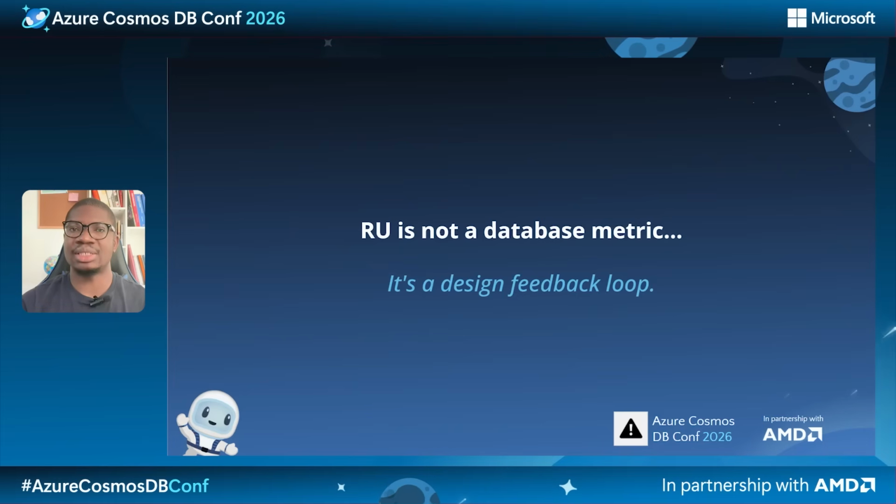And this leads to the principle that changed how I think about Azure Cosmos DB. RU is not just a metric, it's feedback. If a simple read is expensive, the design is telling you something. Every time we saw a high RU cost, it pointed us to a structural problem: a wrong partition key, an unnecessary index, a query that could have been a point read. So you should treat RU consumption as a design review, not an infrastructure problem.